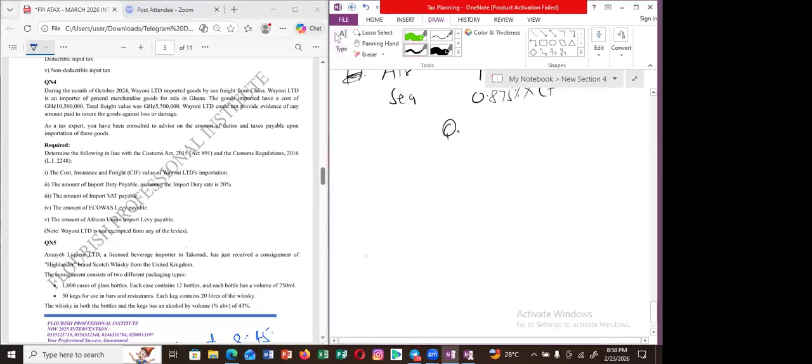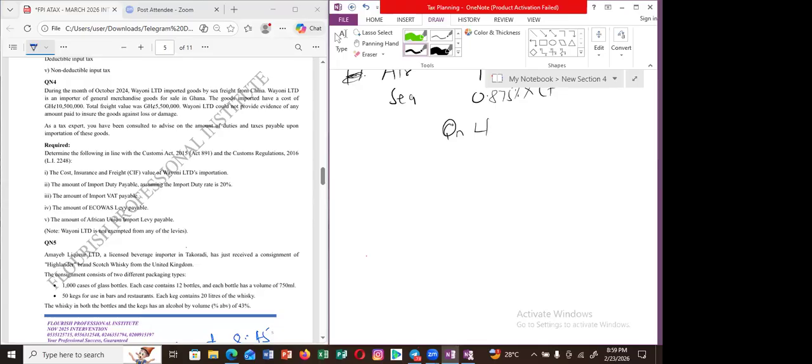Question 4. During the month of October 2024, Wyono Limited imported goods by sea. Freight from China. Wyono Limited is an importer of general mechanized goods for sale in Ghana. The goods imported have a cost of 10,500,000 Ghana cedis. Total freight value was 5,500,000 Ghana cedis. Wyono Limited could not provide evidence of any amount paid to insure the goods against loss or damage.